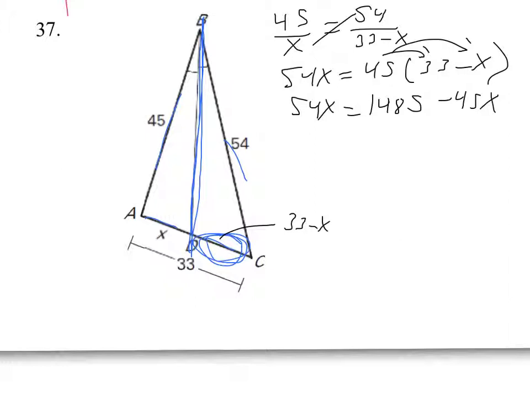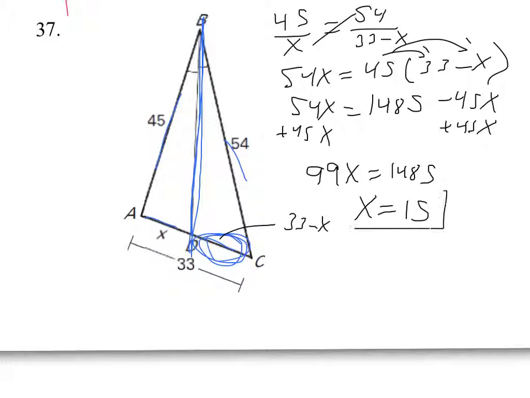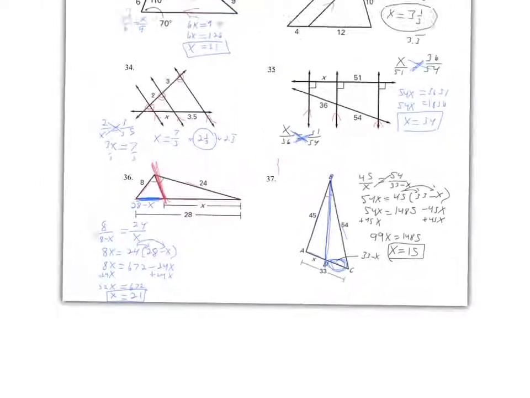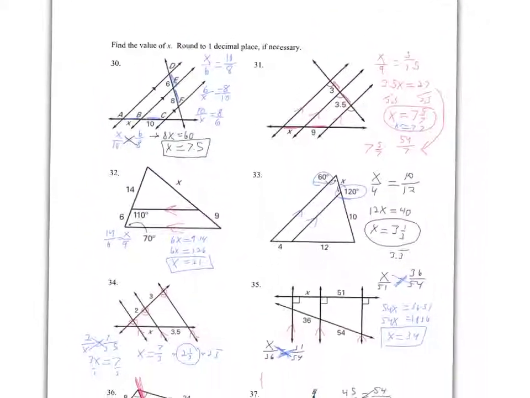So then I will add 45x to both sides. So you add those together and you actually get 99x. So divide 1485 by 99. Oh, it comes out evenly. x equals 15. So there is a summary of what we have learned in Chapter 6, talking about similar shapes, ratios, and proportions. Hope that helps.